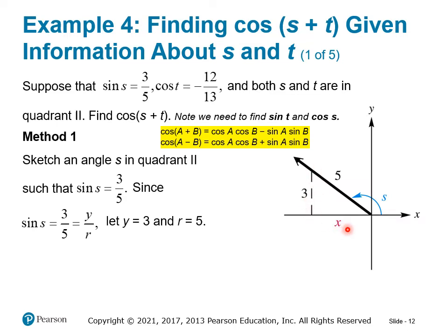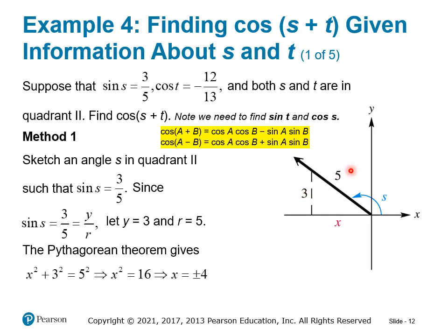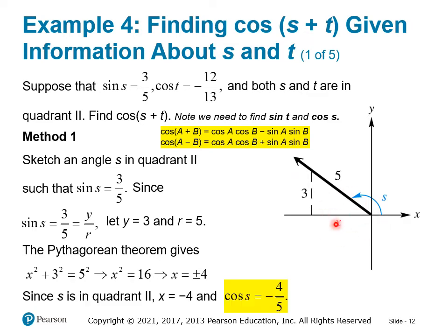Well, how do we do that? It's a simple Pythagorean theorem, right? A squared plus b squared equals c squared, or x squared plus 3 squared equals 5 squared. Then we get x squared equals 16, and x equals plus or minus 4. Well, look where we are. We're in quadrant 2, so is x positive or negative 4? X is, of course, negative 4.